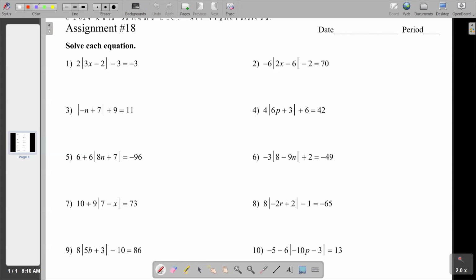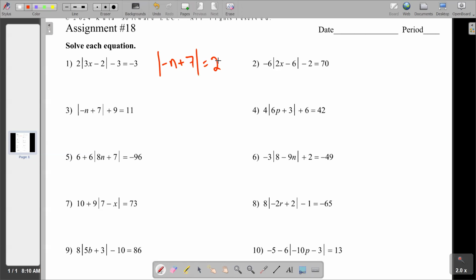So I assume that you subtracted 2 or 9 from both sides, and that you got the absolute value of negative n plus 7 is equal to 2. So problem 1, we got 1 solution. Problem 2, we got no solutions.